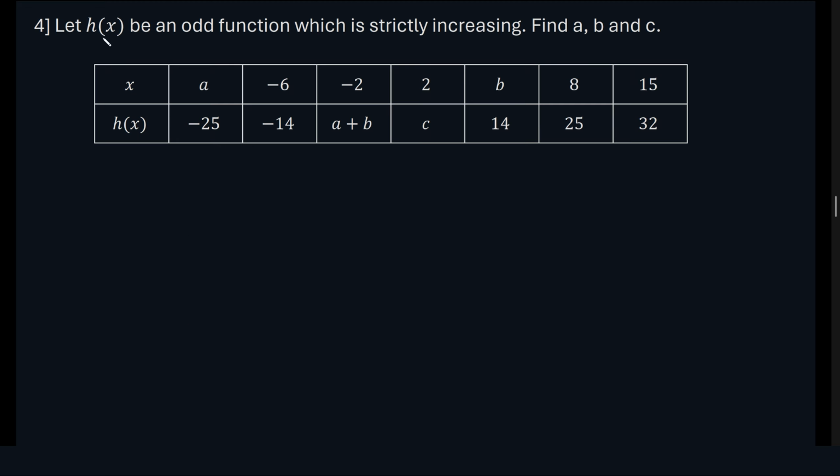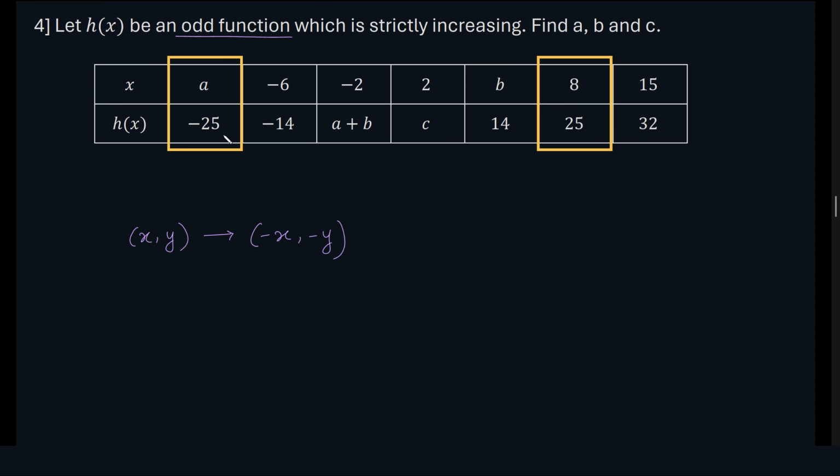Question 4. Let h of x be an odd function which is strictly increasing. Find a, b, and c. Since the function is odd, if we have x and y, then we definitely have negative x and negative y. Now look here and here. This is positive 25, and this is negative 25. So if this is positive 8, then this must be negative 8.